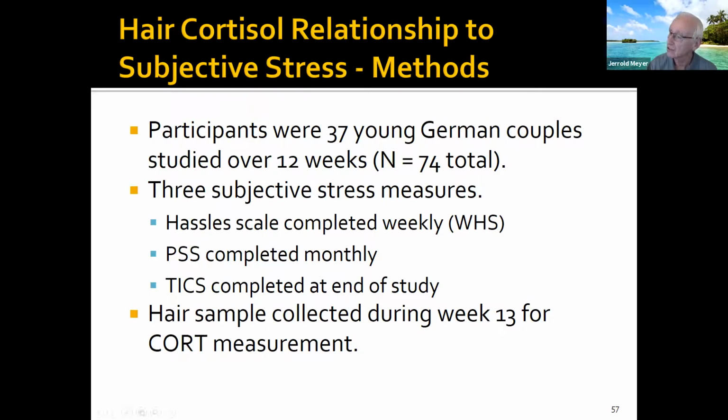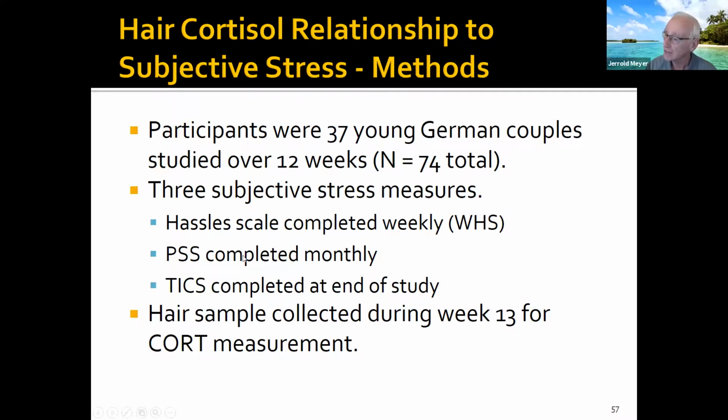And the investigators really went out of their way to see what's the best way to try to relate subjective stress to hair cortisol. So they actually gave their subjects 3 different subjective stress measures. They did the Hassles scale. Remember the Hassles and Uplifts scale, which is set up to capture a day's worth of hassles and uplifts. So they gave it once a week, and they focused on the Hassles scores as a measure of stress.